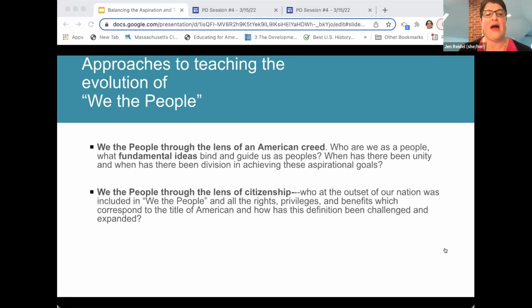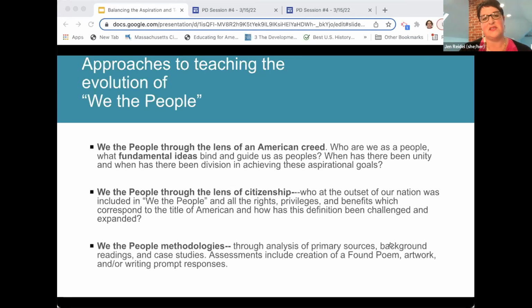And then followed up by that, going back to this, who are we as a people according to the law, and according to how the rule of law has included this, is citizenship. So who gets the rights and privileges and benefits that correspond to being an American? And how has that definition of granting citizenship been challenged and eventually expanded?